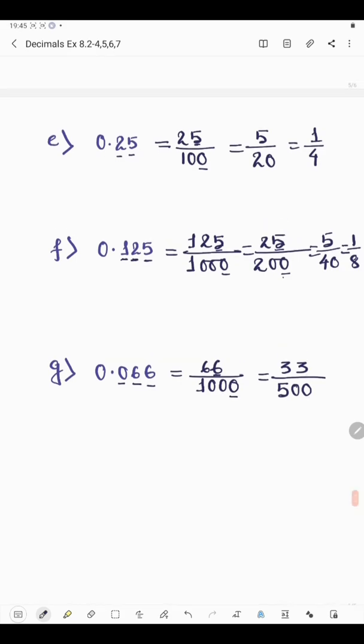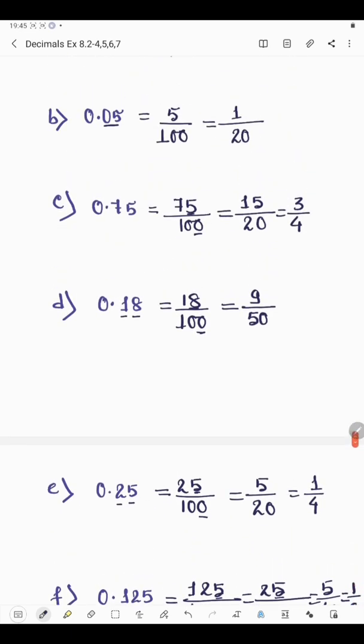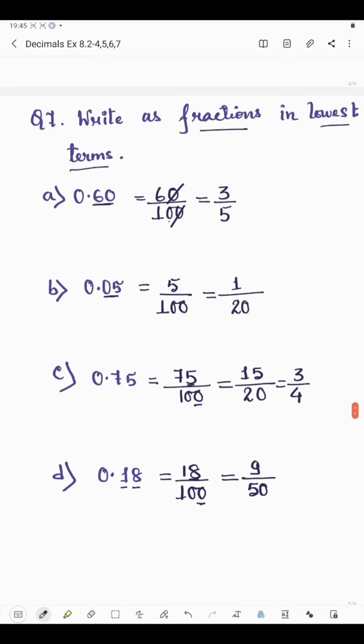Okay, so this way we will convert the decimal number into a fraction and then we will divide the numerator and denominator by the same number to convert it into lowest term. Okay, we will keep on dividing till we get the lowest term. Okay, so this was all about question number 7.